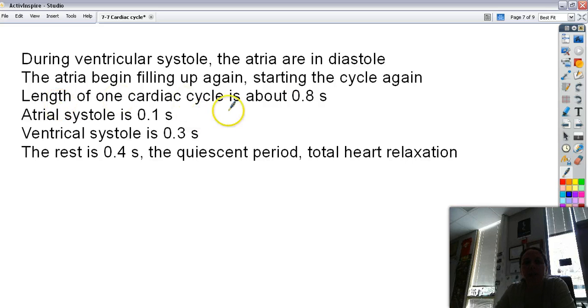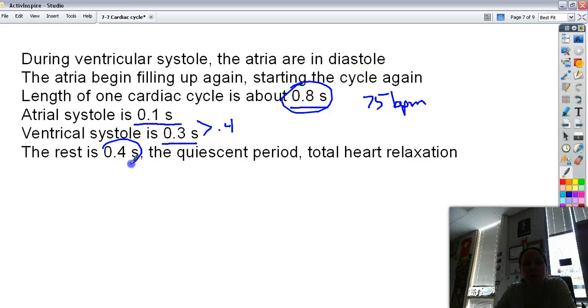Typically, from one beat to the next is about 0.8 seconds, which leads to our 75 beats per minute. Atrial systole only contracts for about 0.1 second. Ventricular systole is 0.3 seconds. So those two add up to 0.4. But the whole thing takes 0.8.